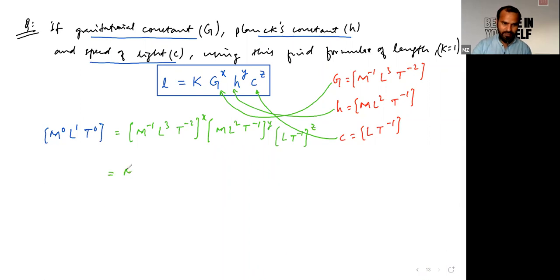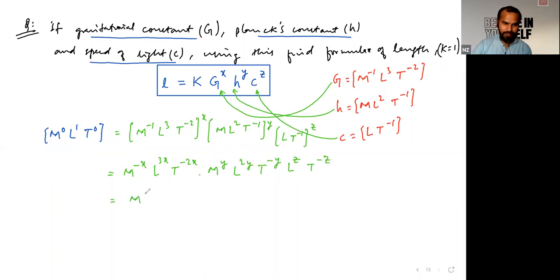So on simplifying, it will become M raised to the power minus x, L raised to the power 3x, and T raised to the power minus 2x in the first bracket. In the second bracket, it would be M raised to the power y, L raised to the power 2y, and T raised to the power minus y. In the third bracket, L raised to the power z and T raised to the power minus z.